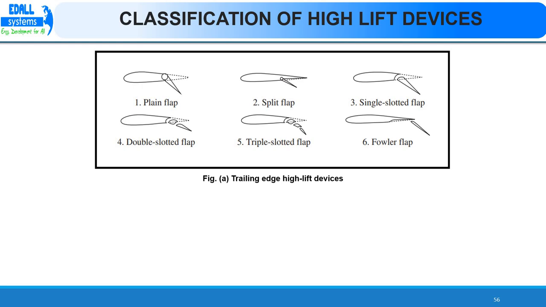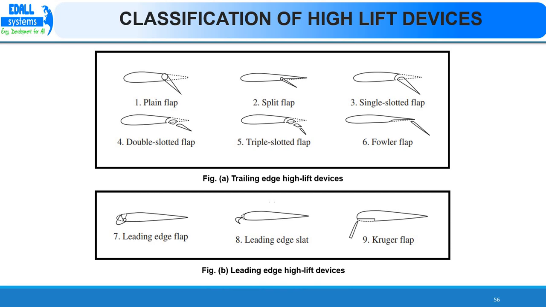The fifth one is triple slotted flap. Triple slotted flap has three slots. This flap is the most complex and most expensive in design and operation. Transport aircraft such as Boeing 747 have triple slotted flap. The last trailing edge high lift device is Fowler flap. This type of flap, when deployed, not only deflects downwards but also translates toward the trailing edge of the wing. Aircraft such as Lockheed Orion P-3 use Fowler flap.